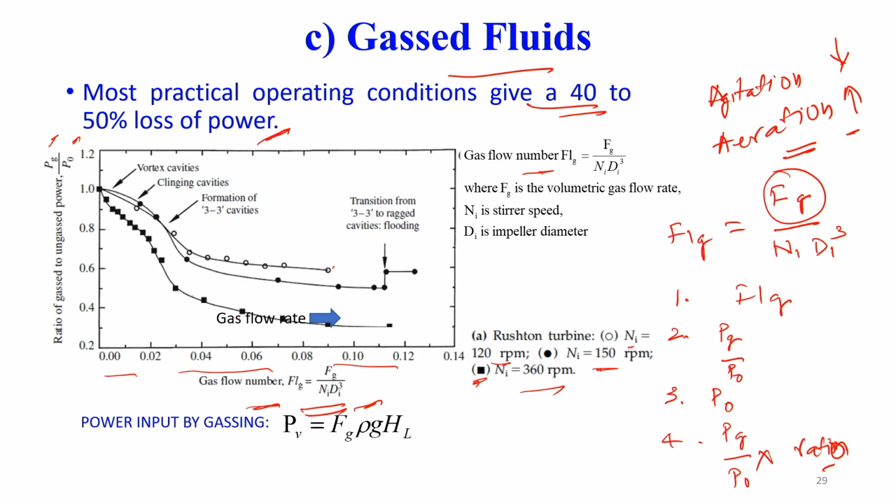but in addition you also have to calculate the power input for gassing, because there will be power requirements and it directly depends on the gas flow rate, density G into height of the liquid. So in this way the total power requirement will be Pg plus PV. So here the PT will be Pg plus PV.